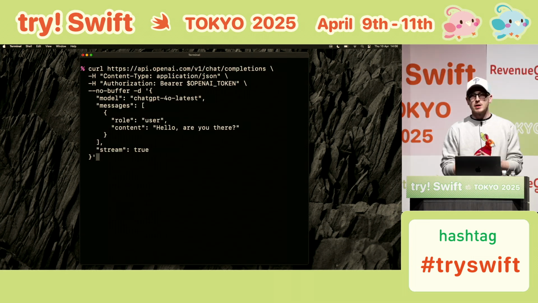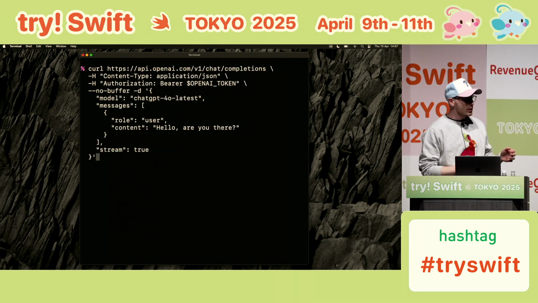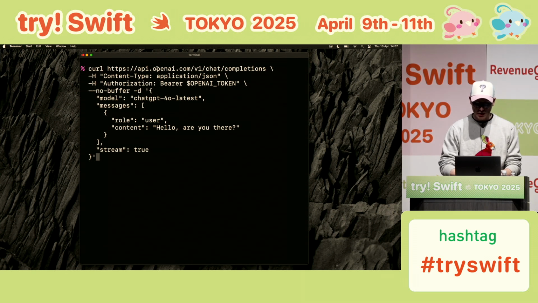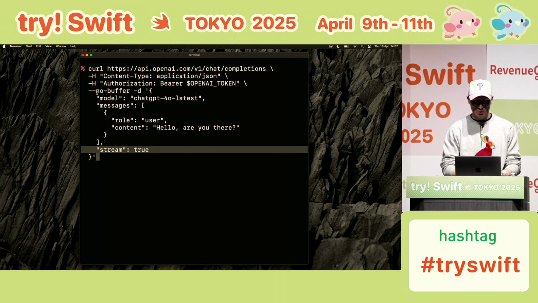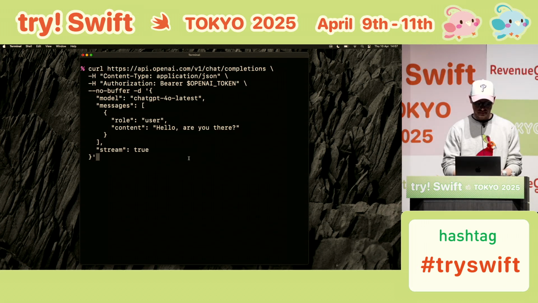This is the API that we're going to be using today. I'll show it to you in curl first. It's an API from OpenAI, and it's the chat completions endpoint. This is the API that drives ChatGPT. We're using the latest ChatGPT model, and we're providing an API token as a header field. We are using streaming mode, using the stream parameter and the no buffer flag for curl, and we're just asking the LLM, "Hello, are you there?"